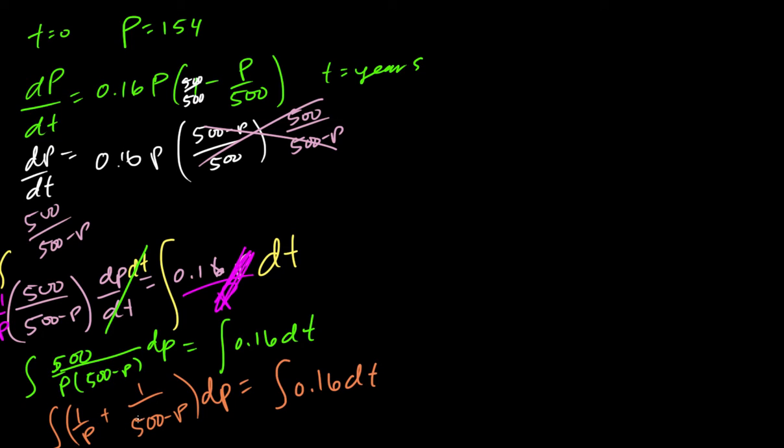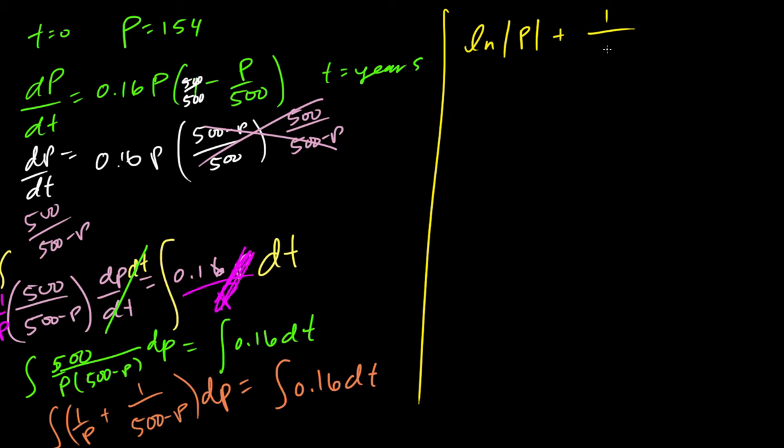Okay, and then if we take the antiderivative of that, we're going to get natural log of absolute value of p, and then natural log of 500 minus p, but with the reverse chain rule, we divide by the derivative of the inside, and so this ends up being a negative sign, because it's just negative 1. Okay, that's equal to 0.16 t plus c.